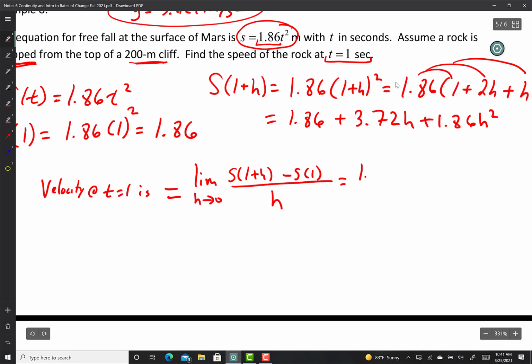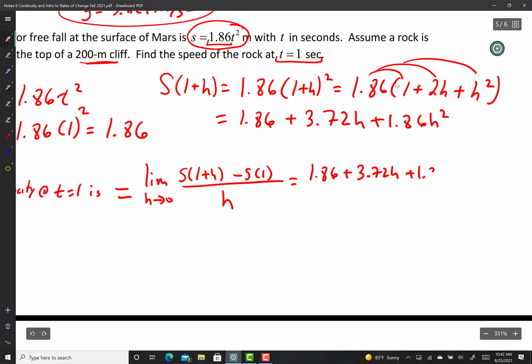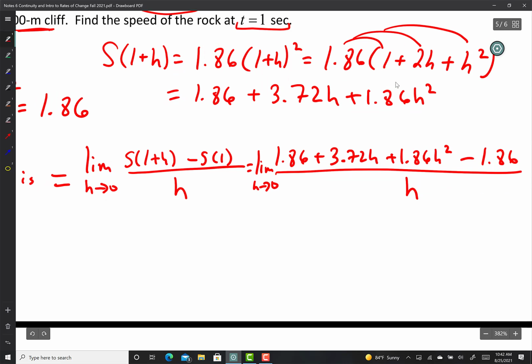Equals 1.86 plus 3.72h. Do I have enough room? Yeah. Plus 1.86h squared minus 1.86. I didn't write the word limit. All over h. And write the word limit in front, guys, if you have enough space. Limit as h approaches 0. All right, what zeroes out in the numerator?